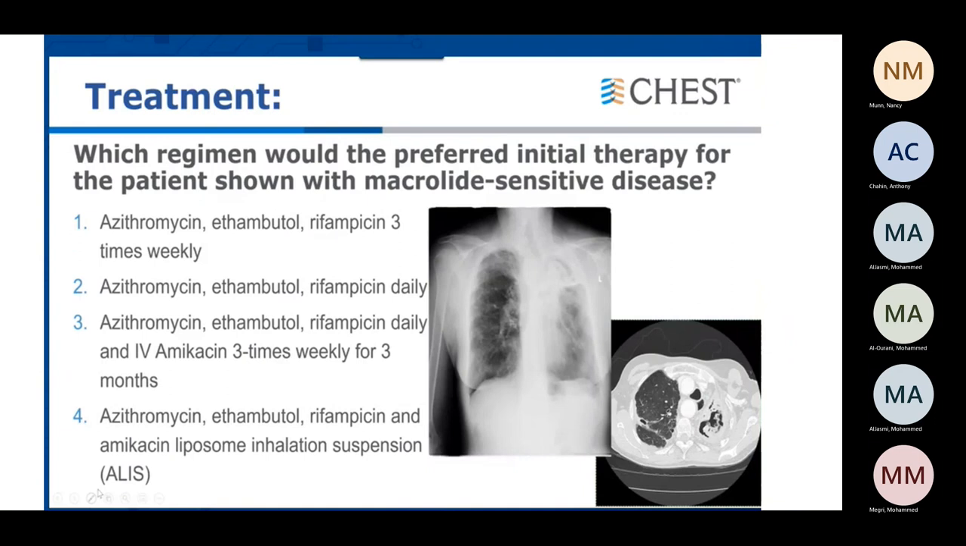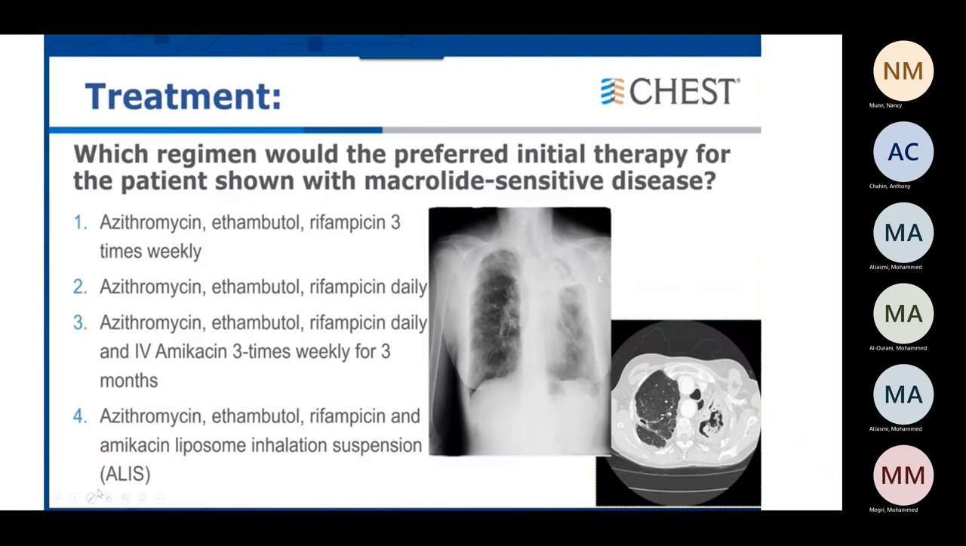All right, Hamza. Which regimen would be the preferred initial therapy for the patient presenting with macrolide sensitive disease? First of all, what does the CT show? This is how it dictates the treatment. Is it diffuse nodular or cavitary? The chest X-ray showed mainly left upper lobe, maybe a cavity there. Okay, and the CT scan confirmed, right? Okay, cavitary lesion, macrolide sensitive, so most likely daily.